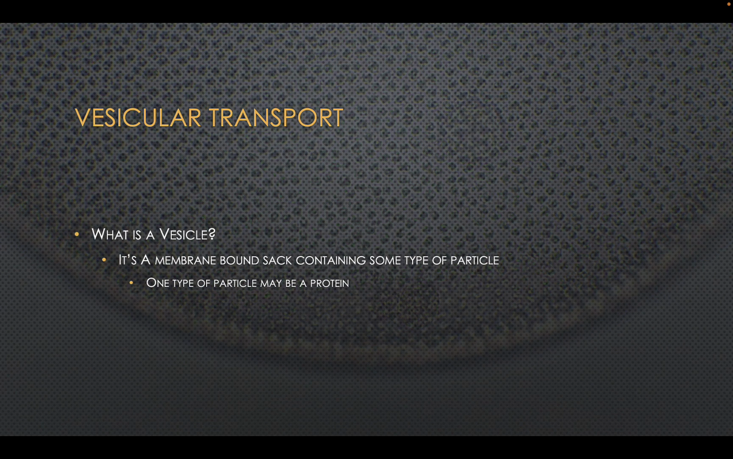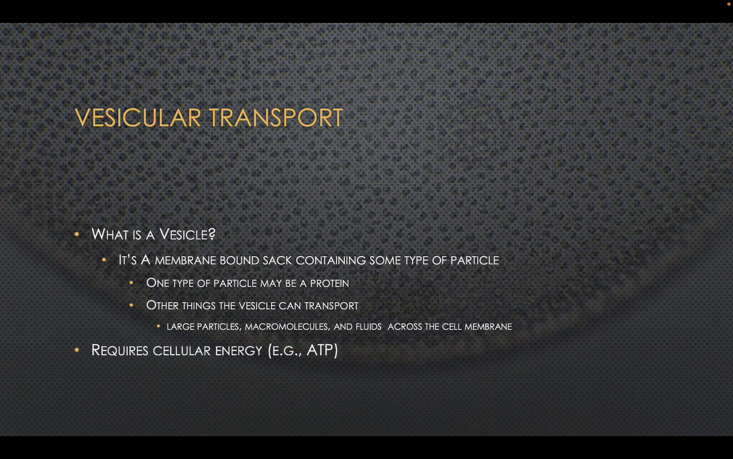So, like I said, one type of particle may be a protein. Other things the vesicle can transport would be very large molecules, which we call macromolecules, like very large carbohydrates, for instance. We can also transport a bunch of water back and forth across the cell membrane through these vesicles. Now, in order to do this vesicular transport, there has to be some ATP involved, some cellular energy.